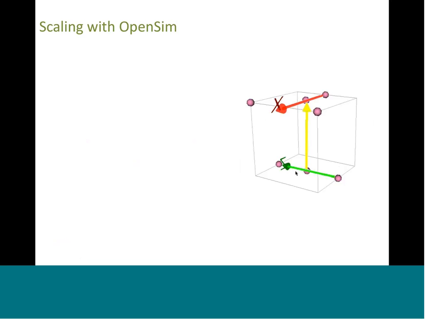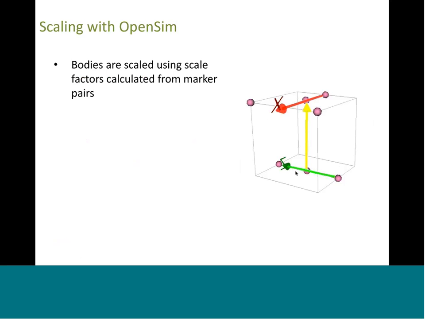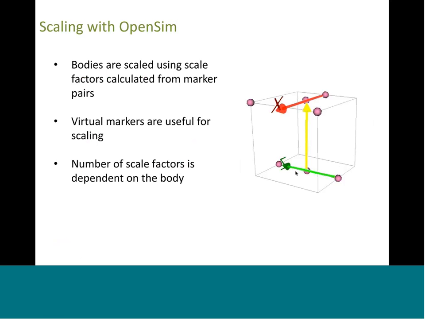To review what we've learned so far about the scaling tool, OpenSim scales the body of its models using scale factors which we calculate from marker pairs or sets of marker pairs. The best marker pairs for scale factors should be along or parallel to the axis of interest. Virtual markers, which are calculated with respect to anatomical markers, are very useful for scaling. The number of scale factors used for each body is dependent on how much information we can get from our marker set. As a reminder, we suggest 3 scale factors for the pelvis and the foot, and 2 scale factors for the femur and the tibia. We also decided that we're not ready to evaluate the accuracy of our model, but that's coming up.